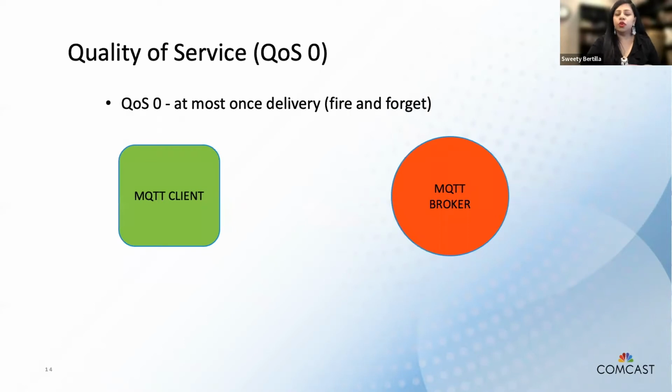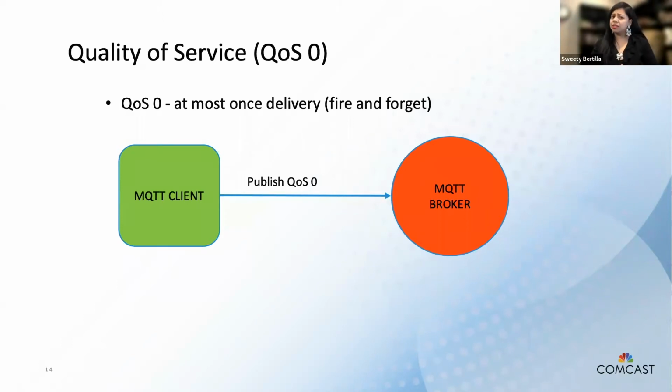Let's look at quality of service 0. We call this quality of service more like fire and forget. What happens here is we have the broker, and we did say the publisher is also a client. So that is an MQTT client who's a publisher, publishing a message in quality of service 0. The MQTT broker takes this message and publishes it to the client.